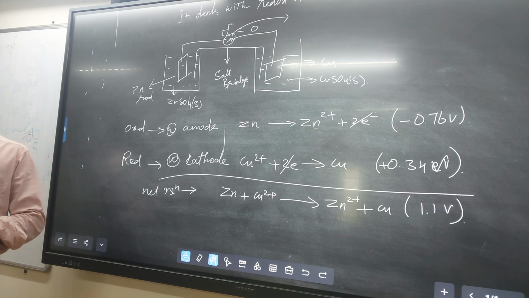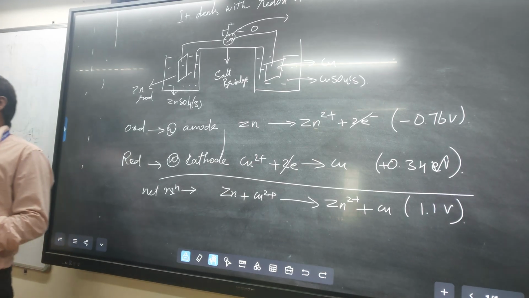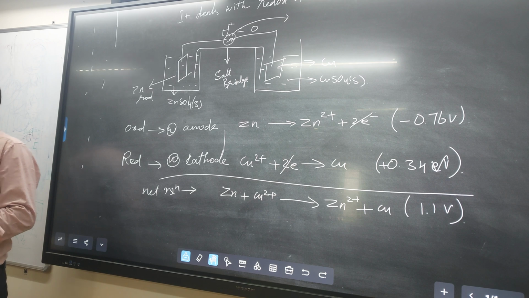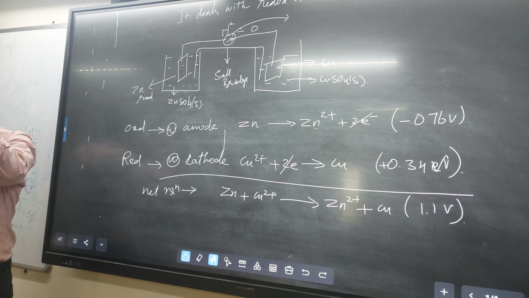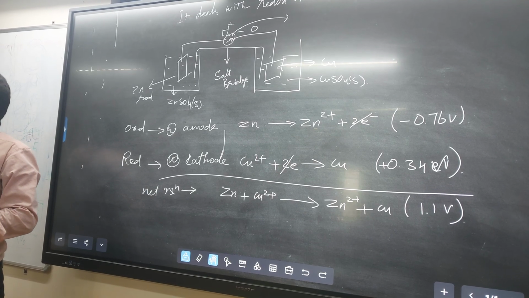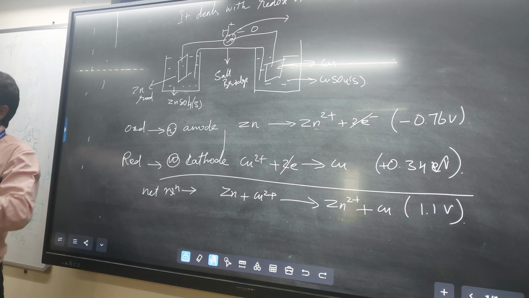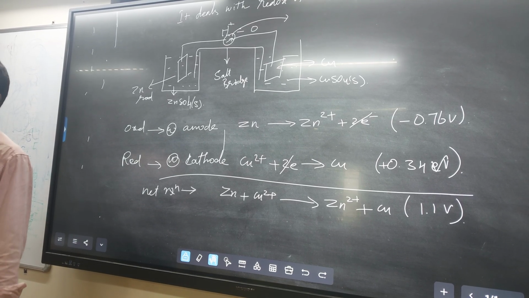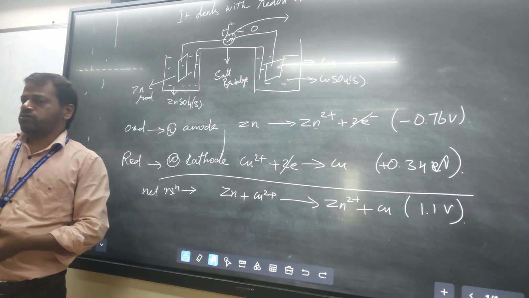So for example, in our class, when we say who's the third rank, who's the fourth rank, how can you say it? Compared to the first rank, who's the second, who's the third. One reference will always be there. With that reference only can we claim I am the second, I am the third, I am the fourth. So one reference is there, and here that reference is the hydrogen electrode.